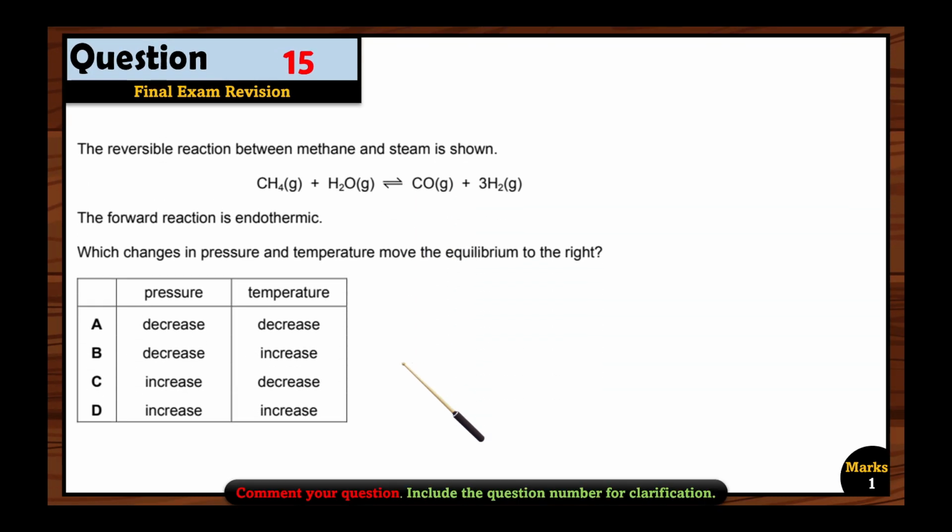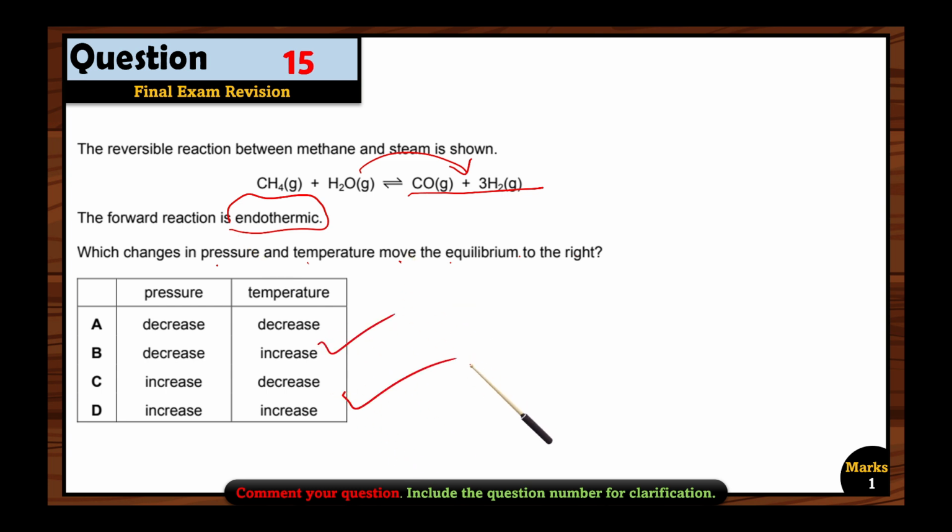Question 15. The reversible reaction between methane and steam is shown. The forward reaction is endothermic. Which changes in pressure and temperature move the equilibrium to the right? Right is this side, so we have to move the equilibrium towards the forward reaction, or the right side. Okay, so what should we do? If the reaction is endothermic, we should increase the temperature. If you increase the temperature, the reaction will move forward.